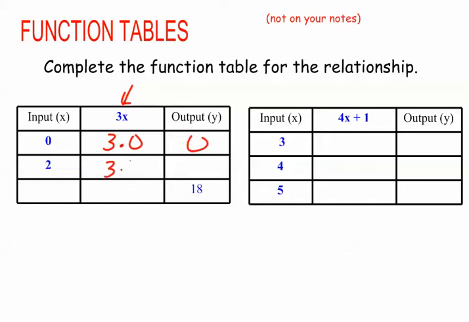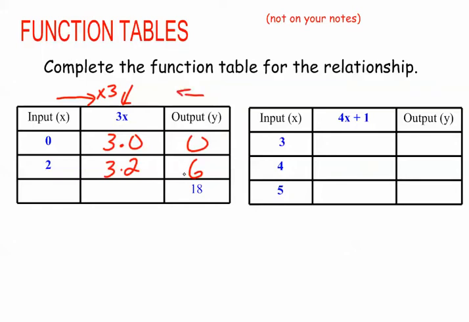3 times 2, that's my x value, would be 6. Uh-oh, but I didn't give you the x here. I gave you the y. So if you notice, if I'm going from my input this way, I'm multiplying by 3. So what do you think I would do if I went that way?